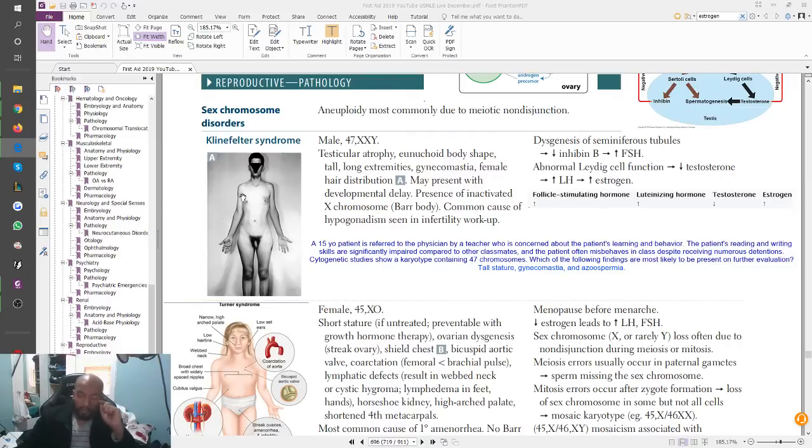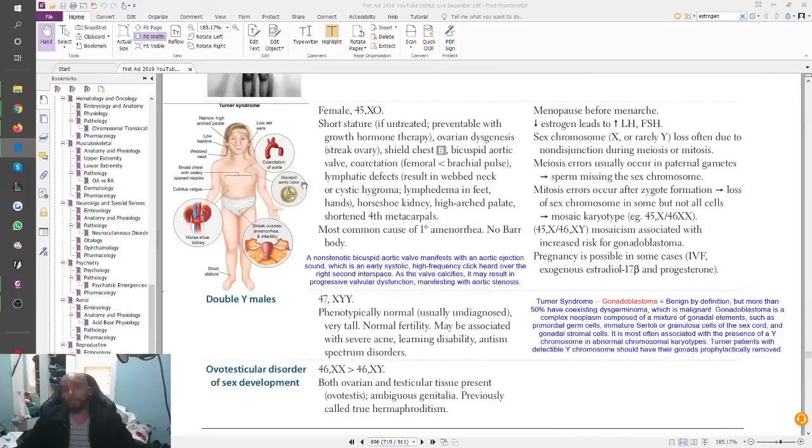Alright, so that's Klinefelter syndrome, right? Straightforward, nothing crazy. Turner is a little more crazy. So Turner is 45XO, right? In this one, what's happening is you have a female, because there's no Y. So you're going to have a girl, and the girl is going to have a physical presentation that's mainly going to be affected by not just the outer presentation, but also the internal physical presentation.